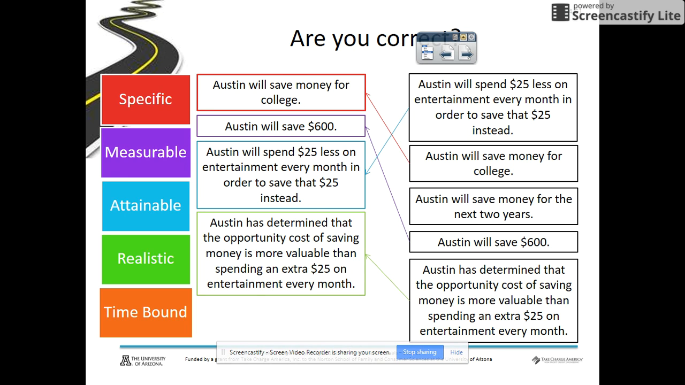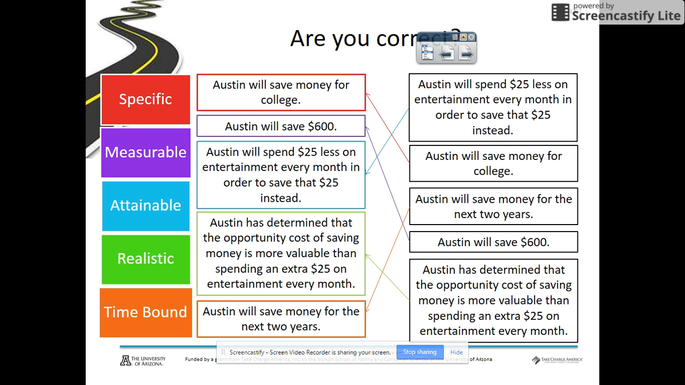Realistic. Austin has determined that the opportunity cost of saving money is more valuable than spending an extra $25 on entertainment every month. Now, the realistic section actually isn't included in the goal. That's just a thought process that you have to go through. And just a hint, anytime you see the word opportunity cost, that automatically means it's the realistic section of the SMART goal. And then finally, time bound. How long? Austin will save money for the next 2 years.